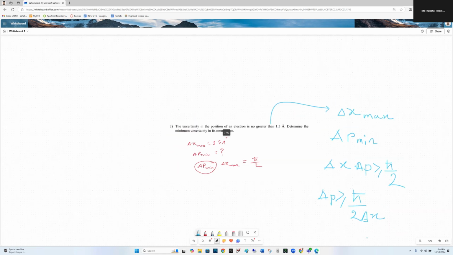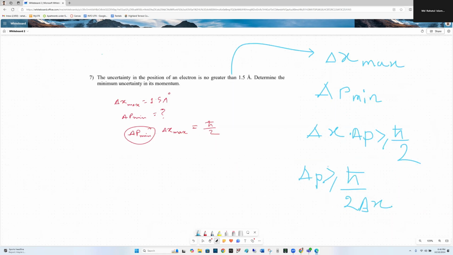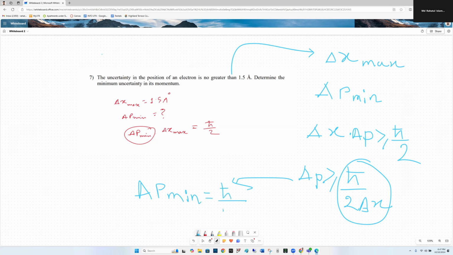And in a similar fashion, delta p can be greater than this value, but what is the minimum value of delta p? Equal to this value actually. I mean the delta p minimum is equal to h bar divided by 2 delta x. Delta p can be greater than this h bar divided by 2 delta x, but the minimum it can be is h bar divided by 2 delta x itself. So you have h bar and delta x. You have to just plug it in to calculate this value.